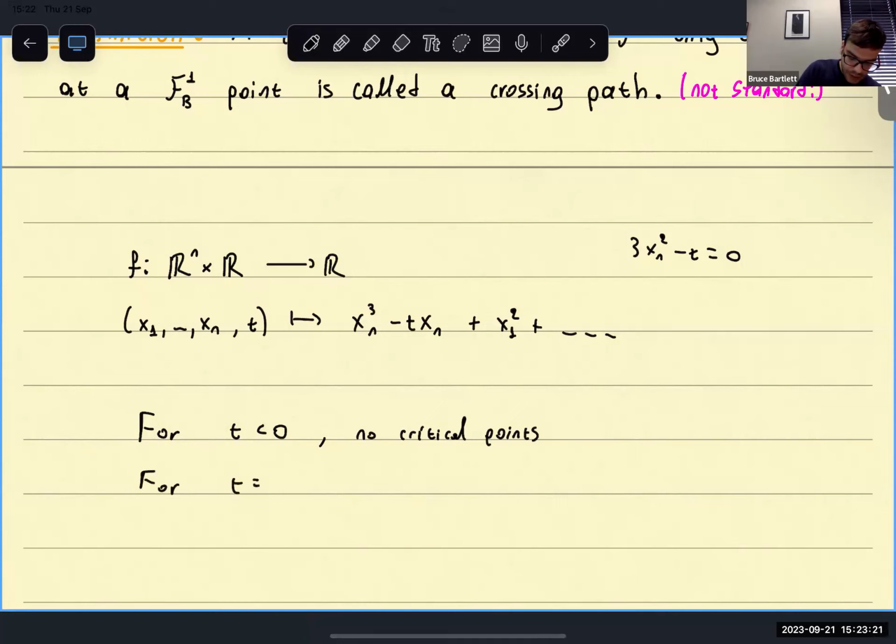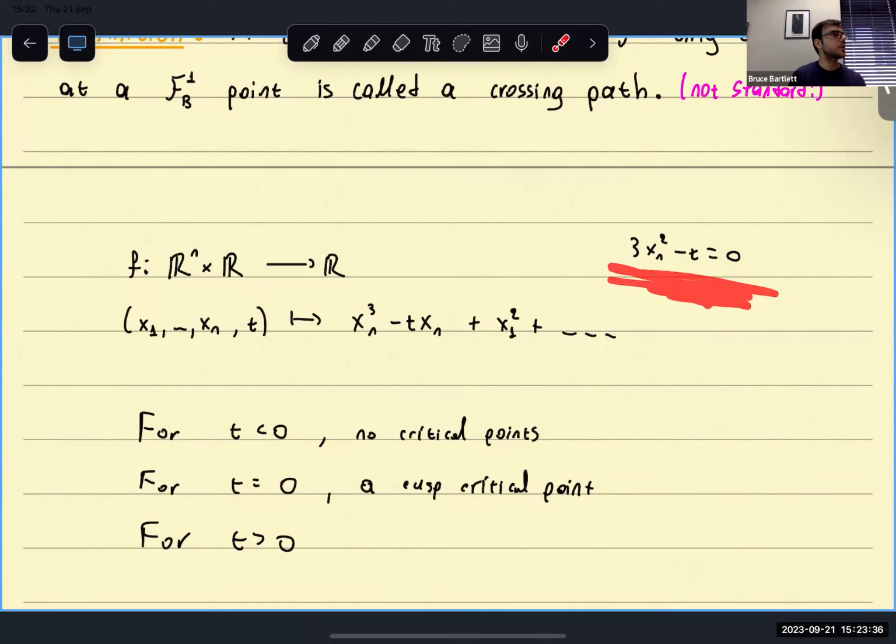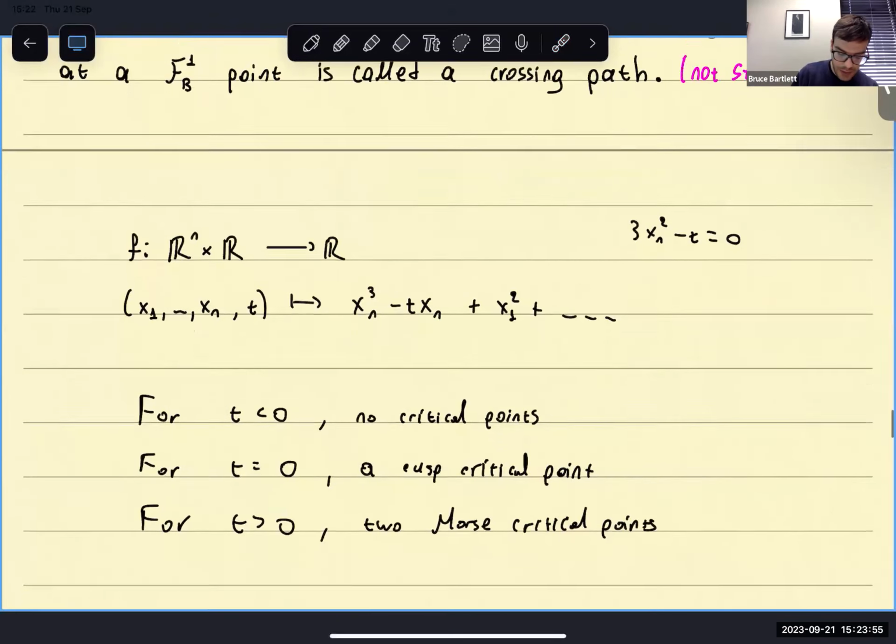For t equals 0, I have a cusp critical point. And for t greater than 0, if I want to force this to be 0, this is going to have two solutions. So I get two critical points, and they are of Morse type. That needs to be checked, but that's what's happening.